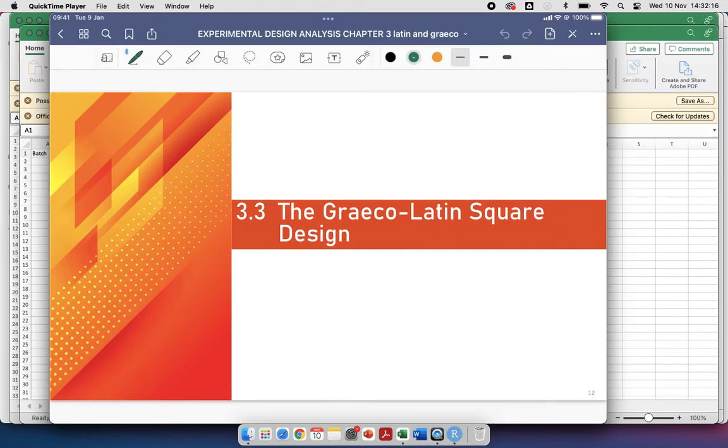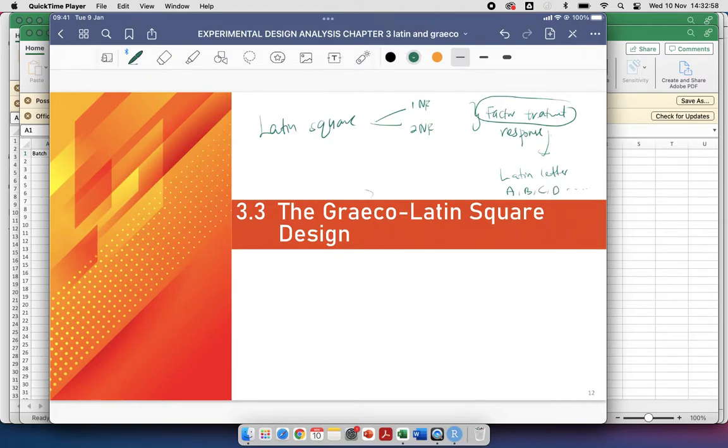3.3 Graeco-Latin square design. Before this we had the Latin square design. In a Latin square, we block the nuisance factor if we have two nuisance factors, and then you have the treatment factor, and then you have the response. You will use Latin letters for the treatment factor, so the treatment will use A, B, C, D and so on.